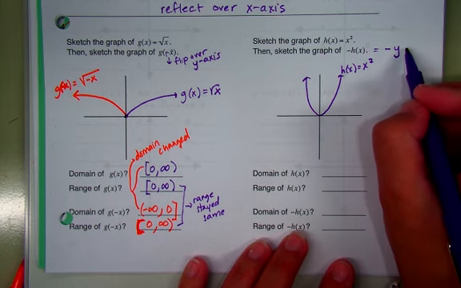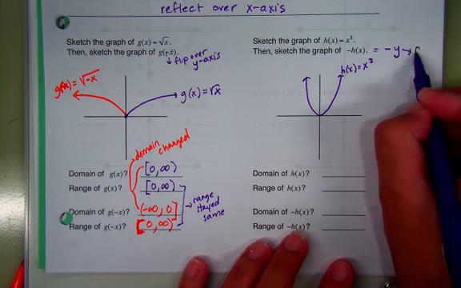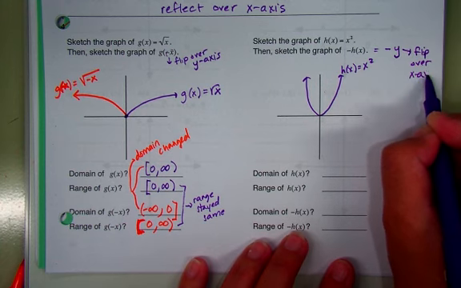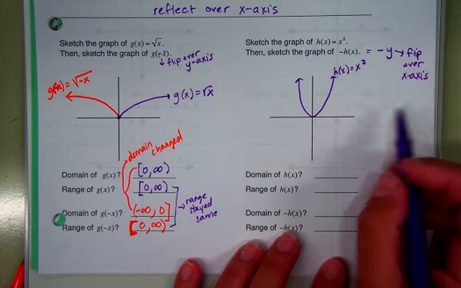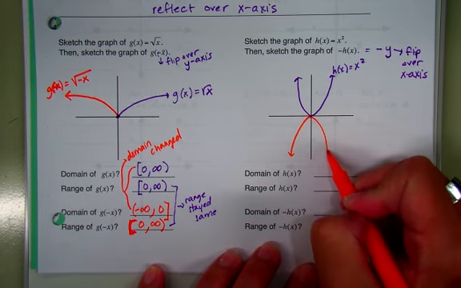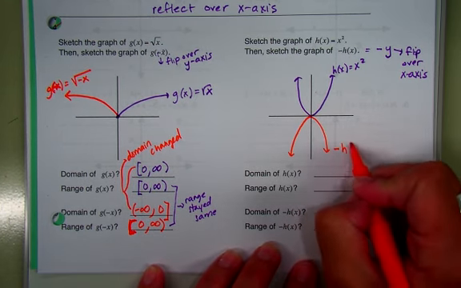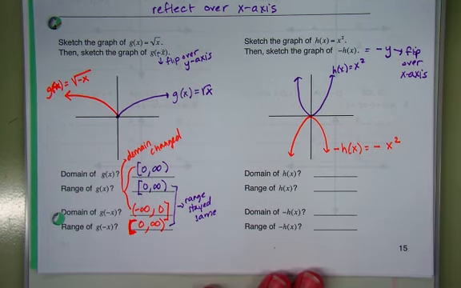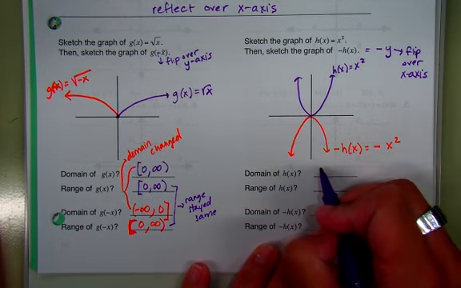So when I take the opposite of y, which direction should I flip? Flip over x. Very good. Okay, so flip it upside down. And this graph is negative h of x, or negative x squared. And go ahead and fill in domain and range, and then check up here to see if you agree with me.